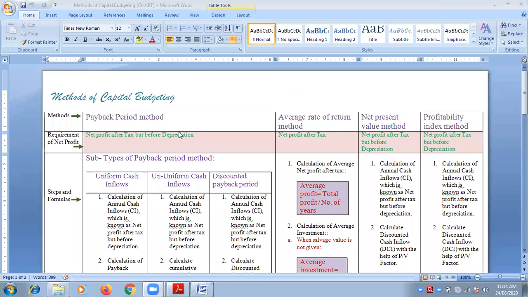Now, we have done payback period method, and there were three different types of payback period method: uniform cash inflows, ununiform cash inflows, and discounted payback period method. And we have done all these sub types and its practical problems.